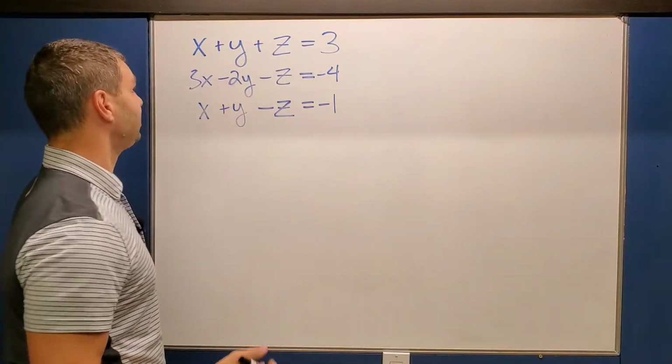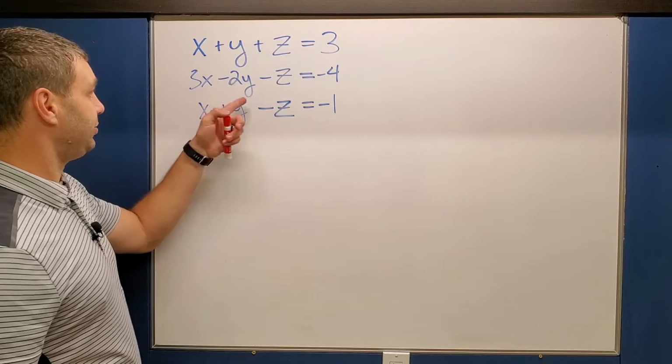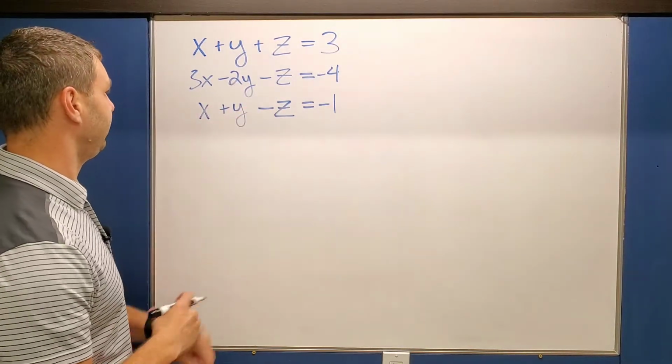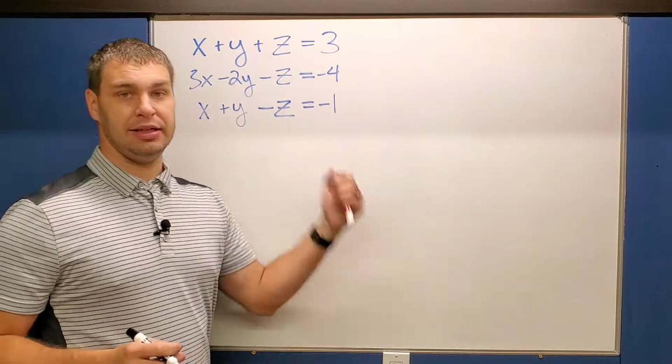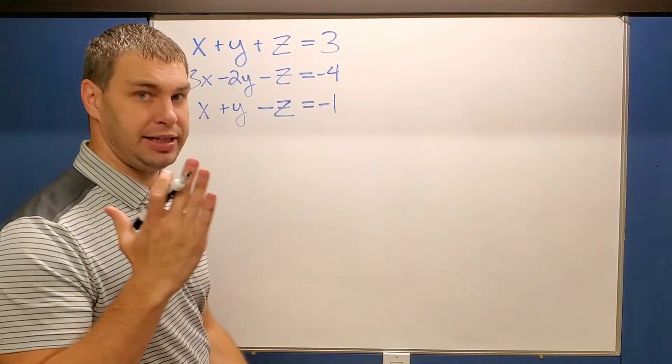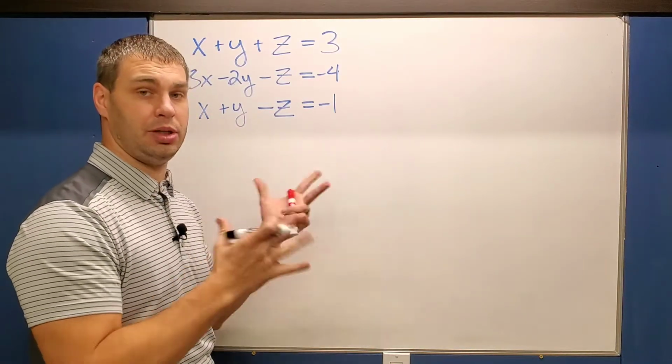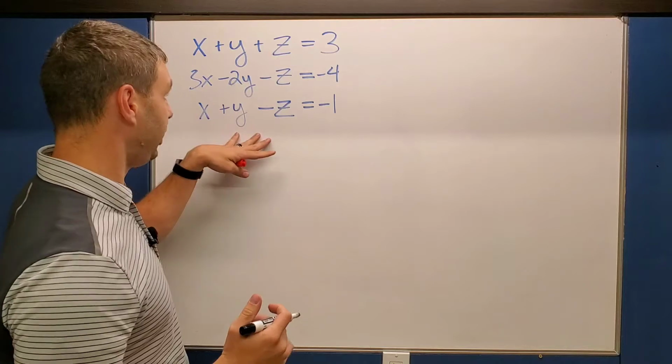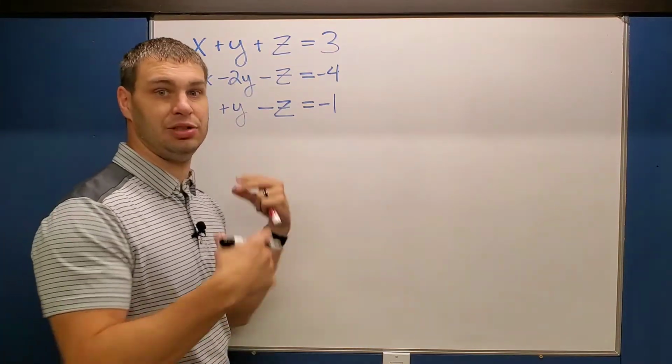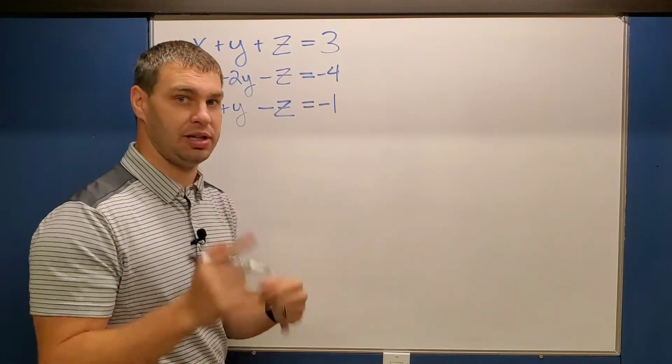Anyway, this one: x plus y plus z equals 3, 3x minus 2y minus z equals negative 4, x plus y minus z equals negative 1. All right, so our game plan here: we've got to try to eliminate one variable from all three of our equations, and then we can turn that into a system of equations with 2 variables after that.